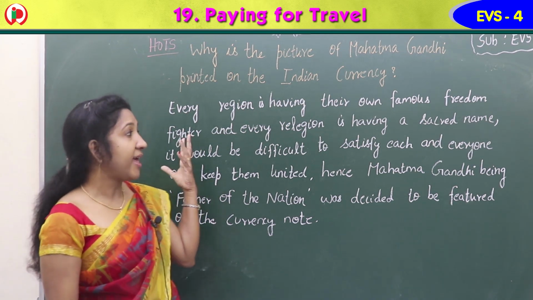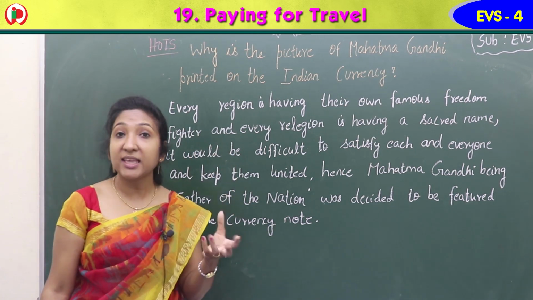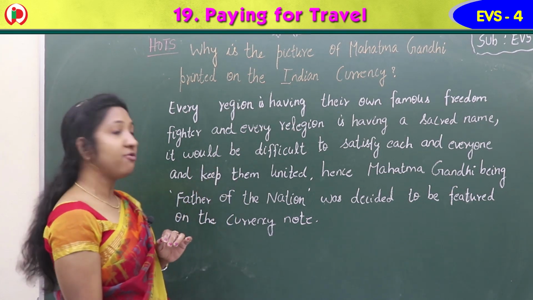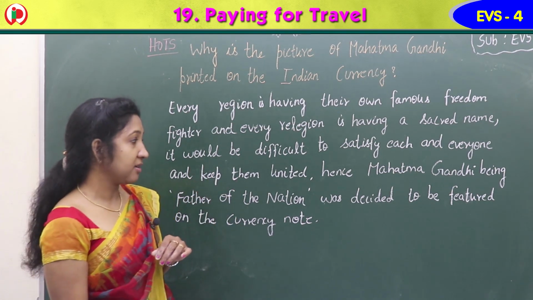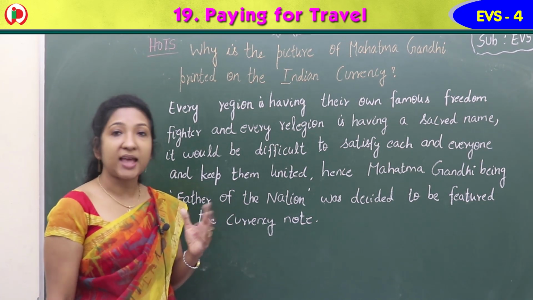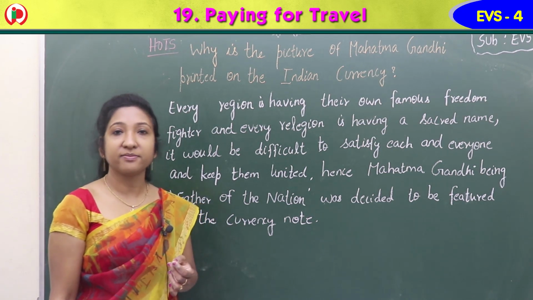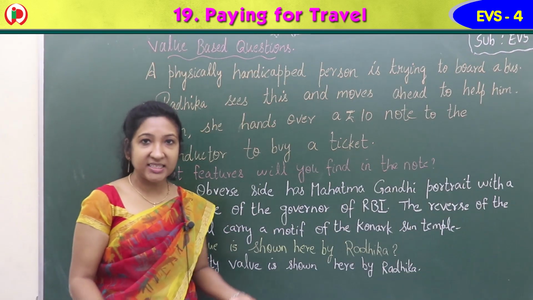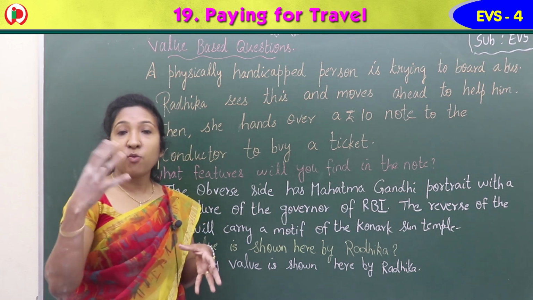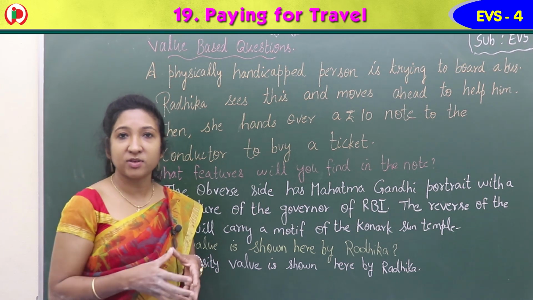So every region is having their own freedom fighter, and every religion is having a sacred name. It would be difficult to satisfy each and everyone and keep them united. Hence Mahatma Gandhi, being father of the nation, was decided to be featured on the currency note. Okay? Yes, children, so our next exercise is value-based question. What value did you learn from this lesson? Every lesson we are learning has a value, isn't it, children?